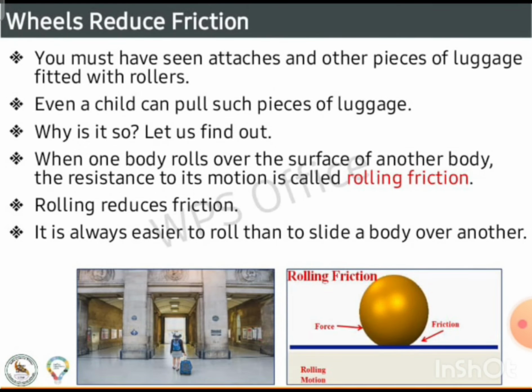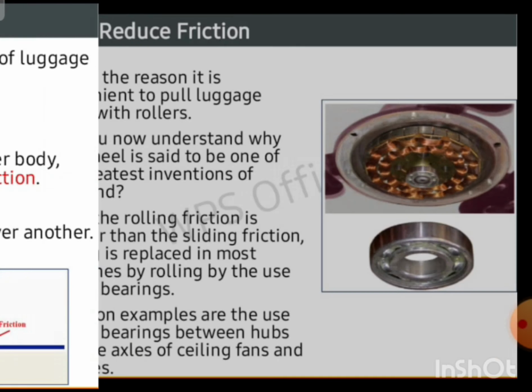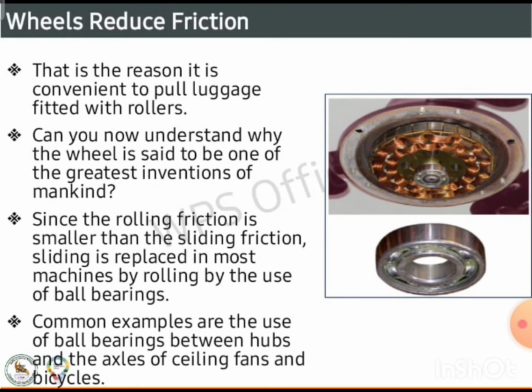You must have seen suitcases and other pieces of luggage fitted with rollers. Even a child can pull such pieces of luggage. Why is it so? Let us find out. When one body rolls over the surface of another body, the resistance to its motion is called rolling friction. Rolling reduces friction. It is also easier to roll than to slide a body over another. Wheels reduce friction. That is the reason it is convenient to pull luggage fitted with rollers.